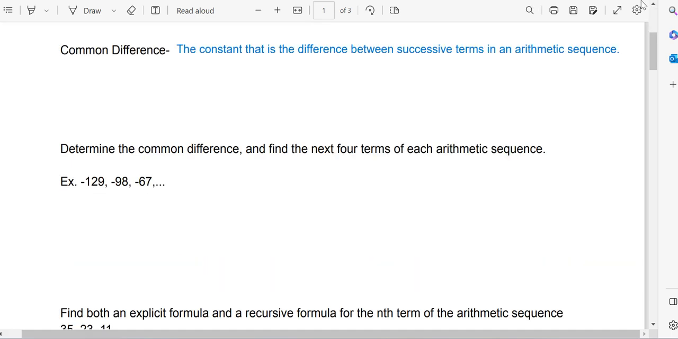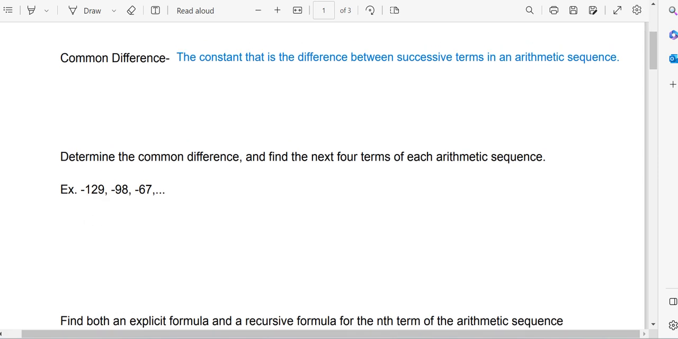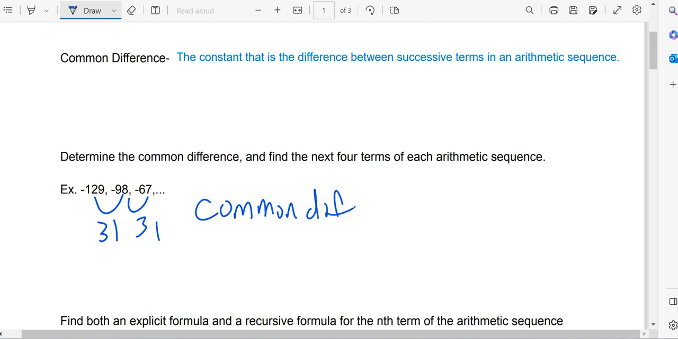Here's a pretty basic one. Determine the common difference and find the next four terms in the sequence. So what's happening here? What's happening from here to here? You're going up by 31. You're increasing by 31 each time. So your common difference is 31.